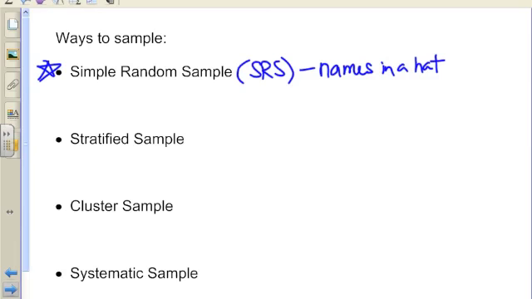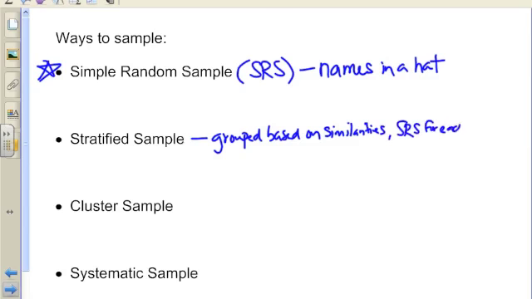A stratified sample is where we're grouped based on similarities. And then I'm going to do an SRS for each group. By the way, grouped on similarities we call homogeneous. You might see that word.